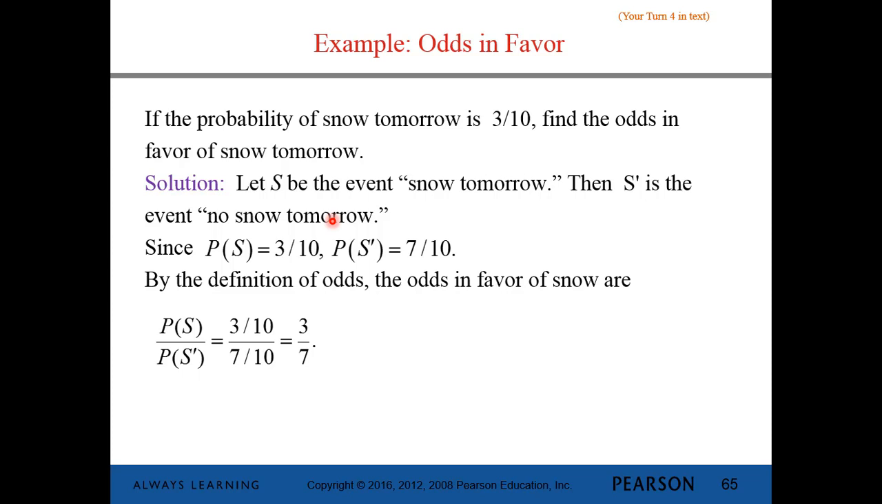Be careful with the S. Usually we use S for the sample space, but just make sure it makes sense if you read the context. Okay, so the odds is 3 to 7 that it'll snow.